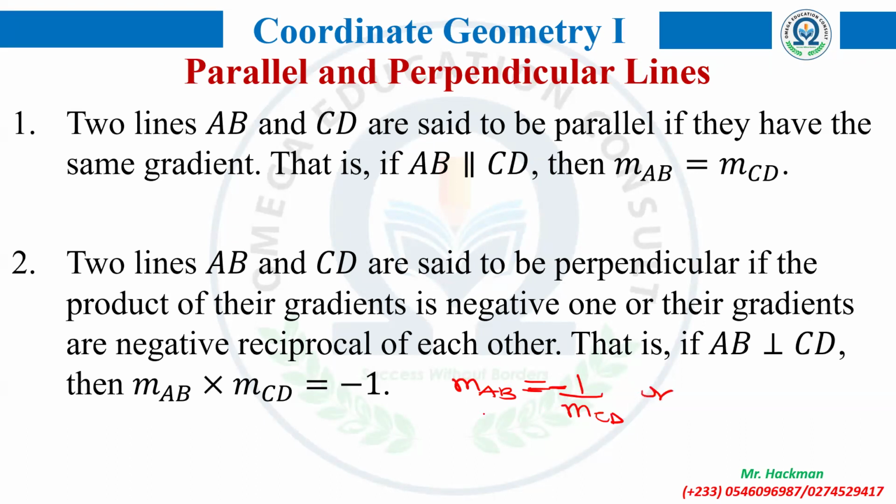Or if I make MCD the subject here, I get M sub CD equal to -1 over M sub AB. And again you can see that these two gradients are negative reciprocals of each other. Is our point well made? Great.